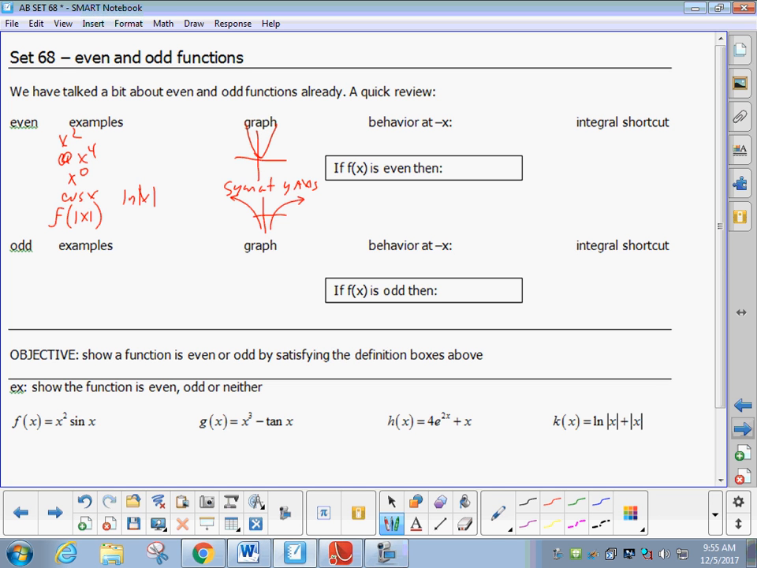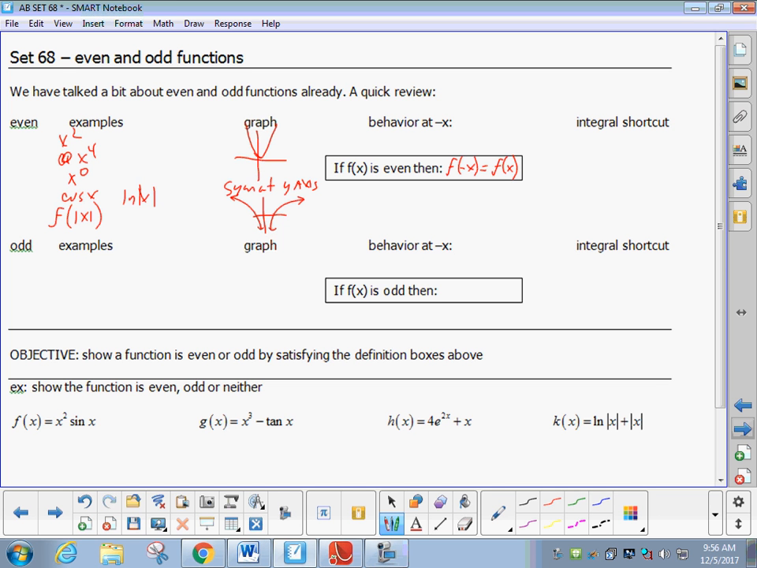So that's natural log of the absolute value of x. We do that so we can use negatives. All right. Now, the big idea, the definition of even, is f of x is even if f of negative x, when you put in a negative x, you get the exact same thing as if you put in a positive x. The same y value occurs for negative values and positive values.